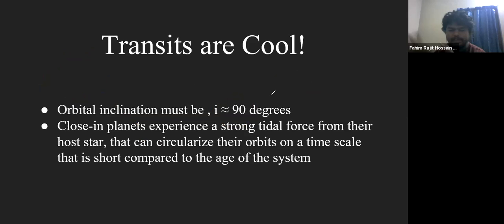So these two points are particularly mentioned in this paper. I just thought it would be cool to mention them here.